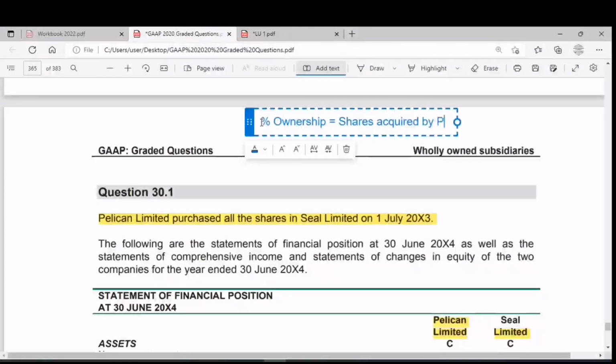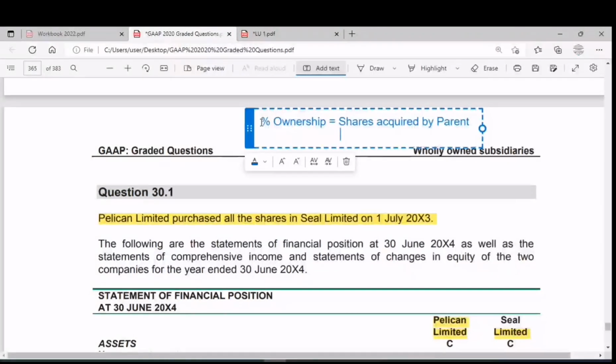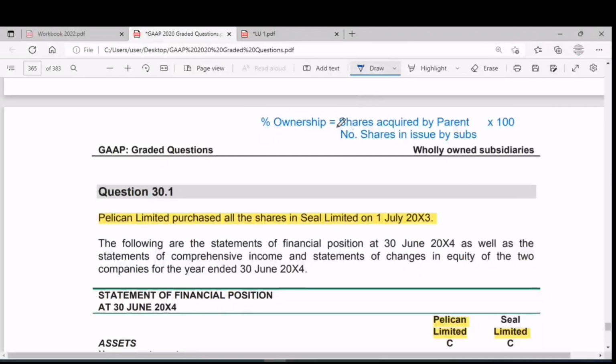by parent, divide by total number of shares in issue. So total number of shares in issue by a subsidiary company. And ekugcineni simultiply ngo100 because isifuna ipercentage la. So le formula iyona esisebenzisayo ukudetermine the ownership percentage.